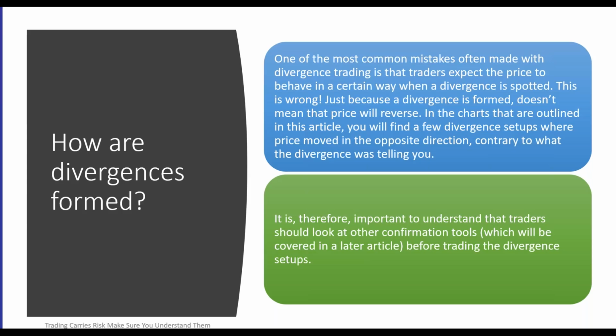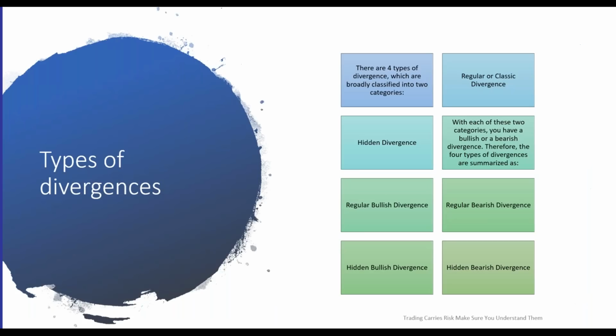Now, in the charts that I'm going to show you later, or that are in the article I hand you, you will find a few divergence setups where price moved in the opposite direction, contrary to what the divergence was telling you. It is therefore important to understand that traders should look at confirmation tools, which will also be covered later in tonight's class, before trading the divergence setups.